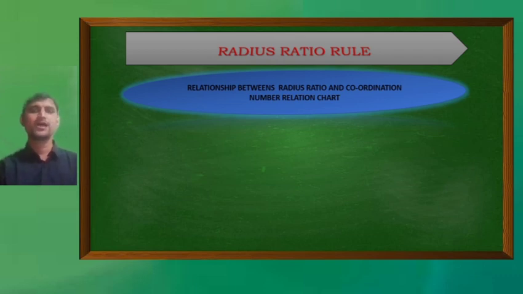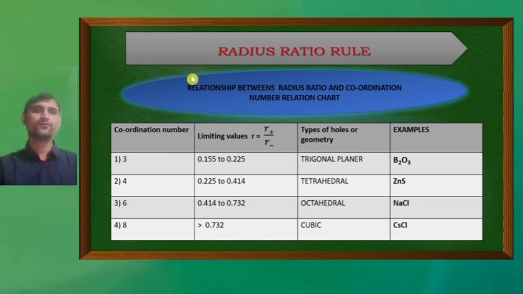After that we look at the radius ratio rule. The radius ratio rule shows the R cation divided by R anion ratio. So the following chart gives a relationship between radius ratio and coordination number. See, there are coordination numbers 3, 4, 6, 8. See the limiting values, types of geometry and examples.